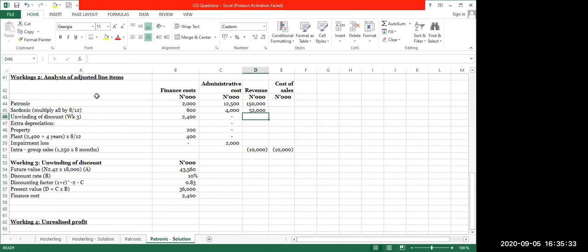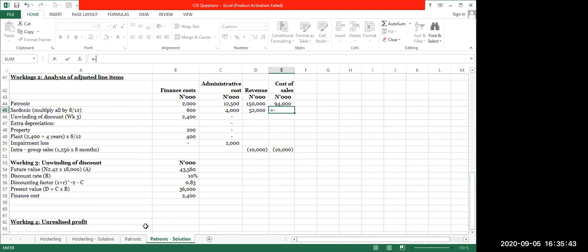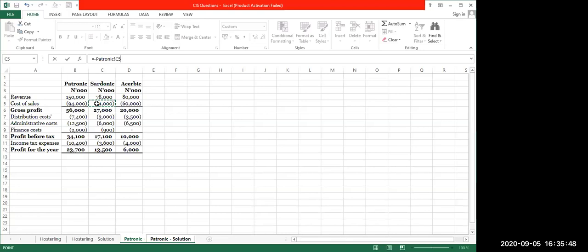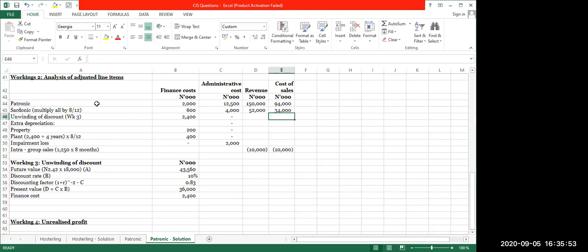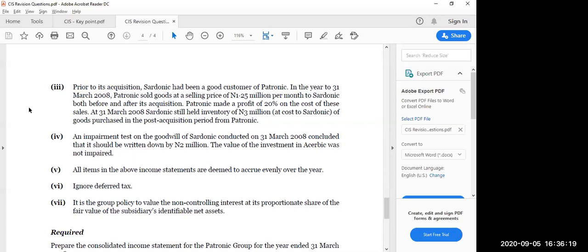The cost of sales for Patronic, I pick it up. And the cost of sales for Sardonic, I ensure that I multiply it by 8 over 12. So I'm doing well. So we look through the question again. Do we have any other form of intragroup transaction? That's the next question. We go into the question. Do we have any other form? None. The only intragroup transaction was in working three and it is down. We've taken it out. We have knocked out intragroup sales.